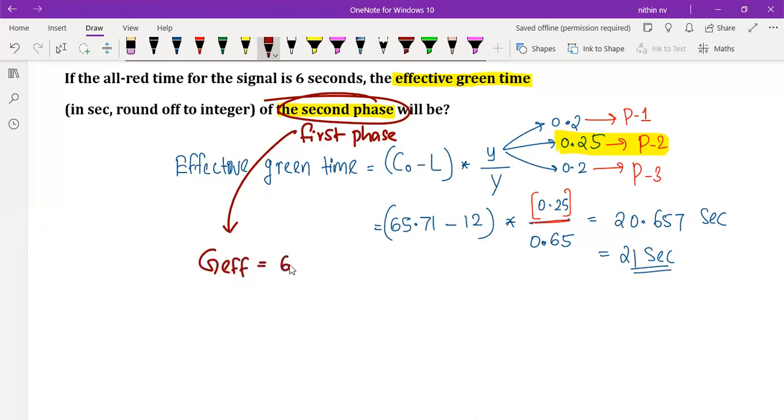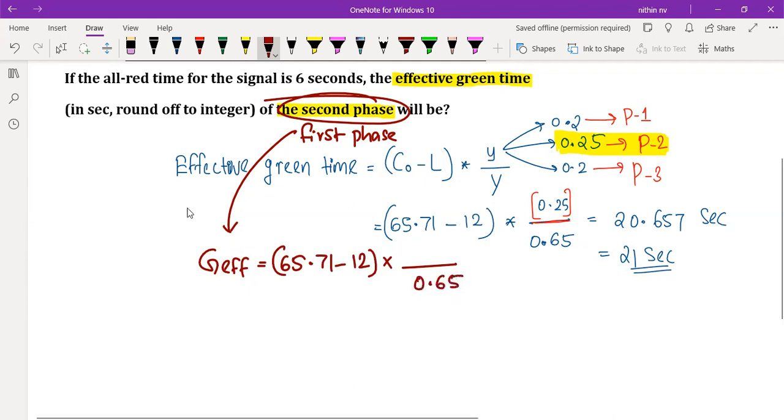Effective green time will be 65.71 minus 12, that is constant value, into something divided by 0.65. So till here it is same. Now, if you want for first phase, the second phase we have already calculated. So for the first phase, what do you need to substitute? For Y1, you need to substitute 0.2. And whatever you are getting, that will be the effective green time for the first phase.